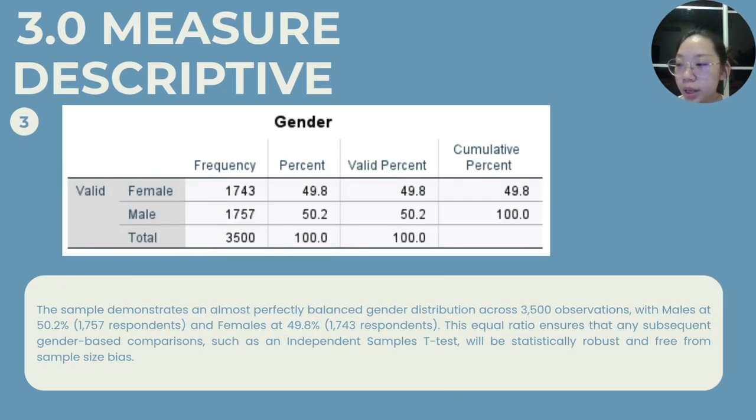The third one is gender. The sample demonstrated an almost perfectly balanced gender distribution across 3,500 observations, with males at 50.2% and female at 49.8%. These equal ratios ensure that any subsequent gender-based comparisons such as an independent sample t-test will be statistically robust and free from sample size bias.